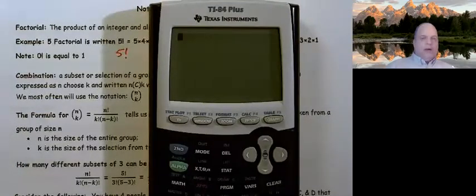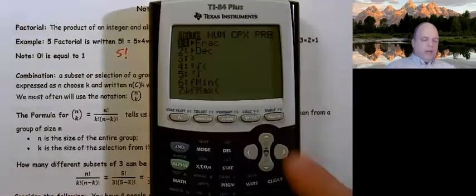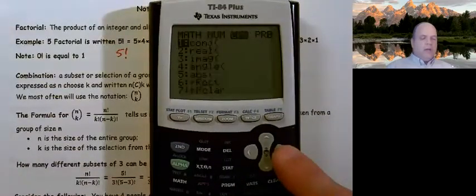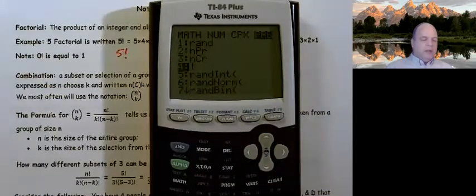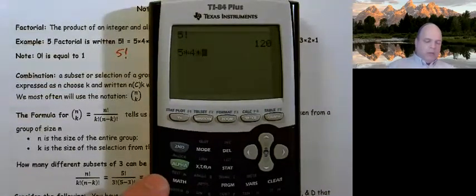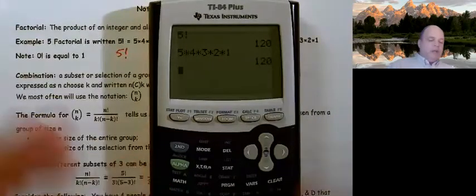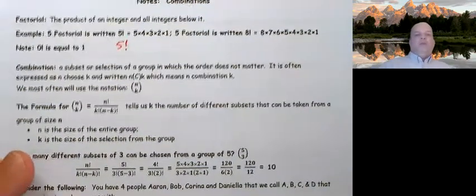If I wanted to do 5 factorial, I'll push 5. Then I have to think about this because this is a somewhat complex spot. I press math, and then I arrow over to PRB for probability. And I look at number 4, and it has a little factorial button. 5 factorial is 120. So 5 times 4 times 3 times 2 times 1 is 120. Okay, so it does it for you, but once again, not something we generally check.